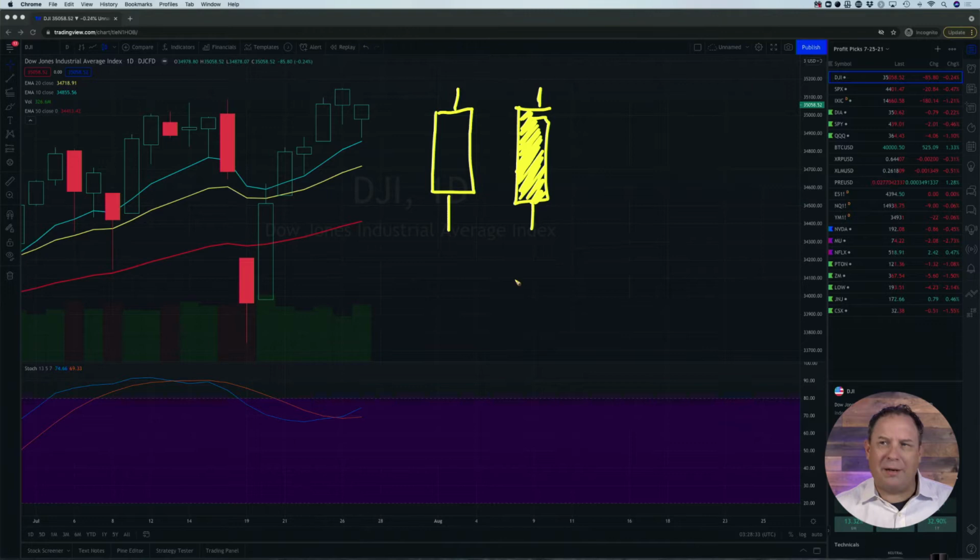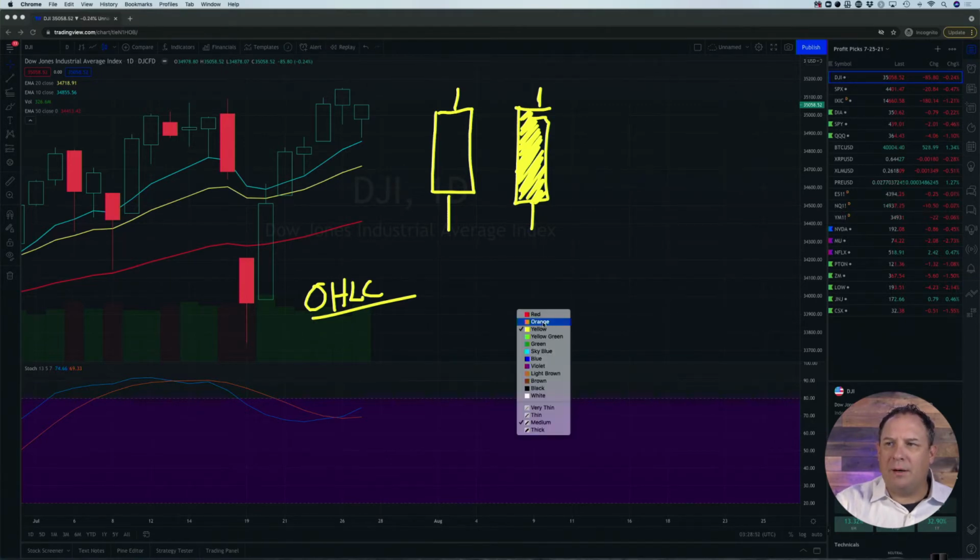So what you need to understand about candlesticks is they use the four basic price points: open, high, low, and close. I'm just going to write OHLC here: open, high, low, close. OHLC stands for the opening price of the day, the high price of the day, the low price of the day, and the closing price. Now, when you see an open or a hollow candle, I'm going to change my pen color here so we can draw some attention to it.